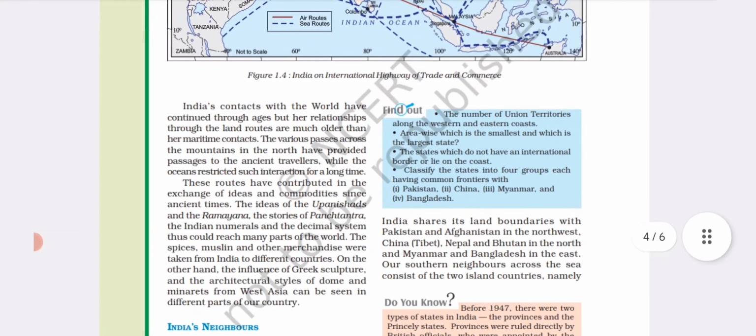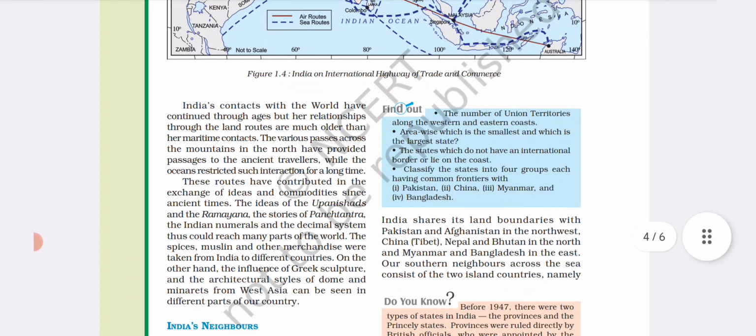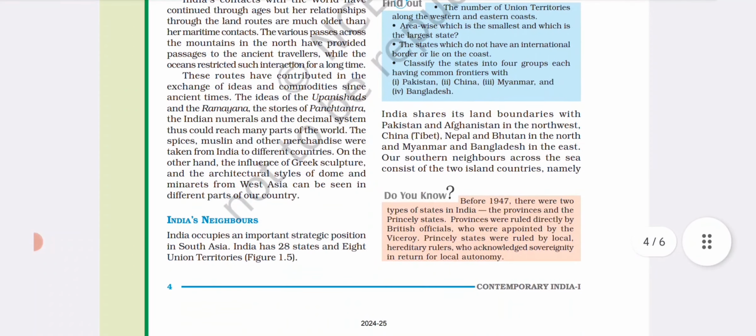India's contacts with the world have continued through the ages, but her relationships through the land routes are much older than her maritime contacts. The various passes across the mountains in the north have provided passage to the ancient travelers, while the oceans restricted such interaction for a long time. These routes have contributed to the exchange of ideas and commodities since ancient times. The ideas of the Upanishads and the Ramayana, the stories of the Panchatantra and the Indian numerals and the decimal system thus could reach many parts of the world.